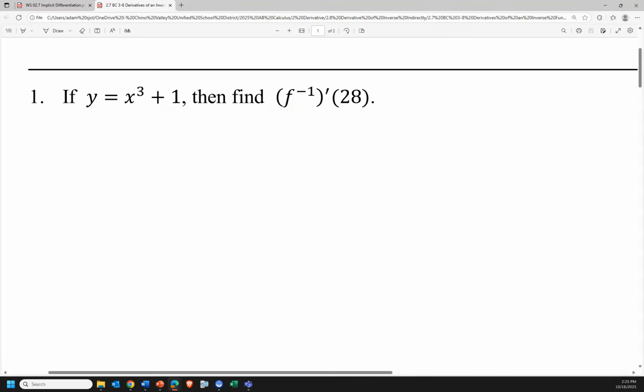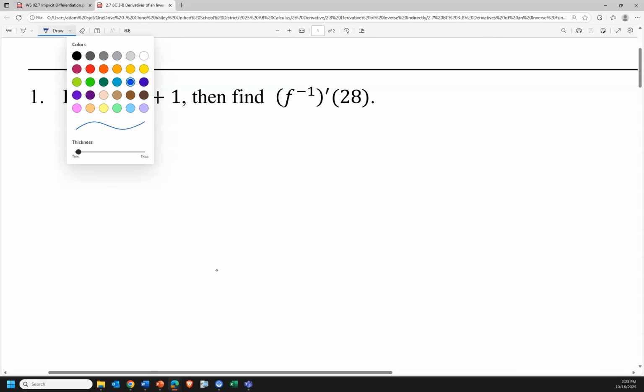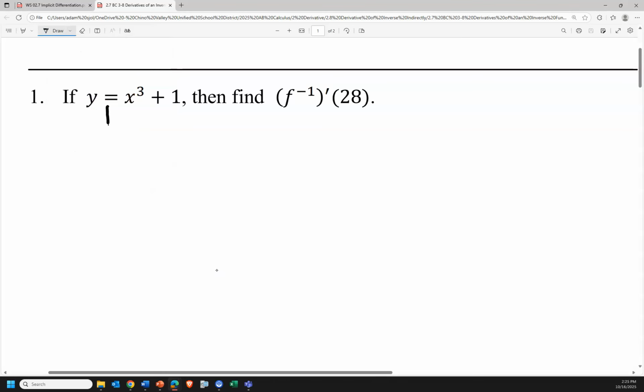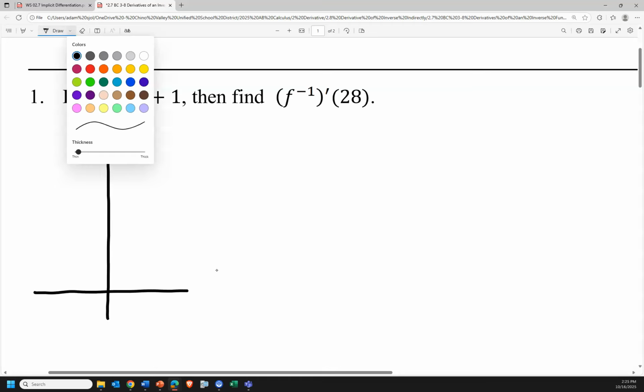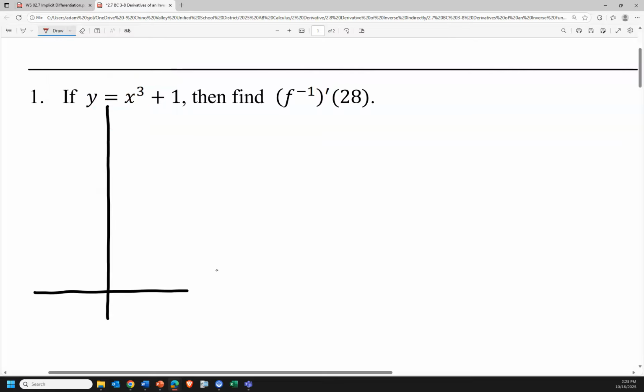Maybe it wouldn't. Who knows? So this says if y equals x cubed plus 1, we're going to find the f inverse prime of 28. The derivative of the inverse of the thing we're given at x equals 28. So maybe we'll give a little bit more background. What does x cubed plus 1 look like? Something like this. And we're supposed to find the derivative of its inverse.